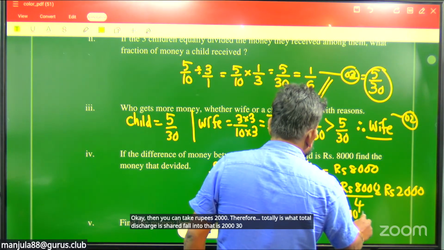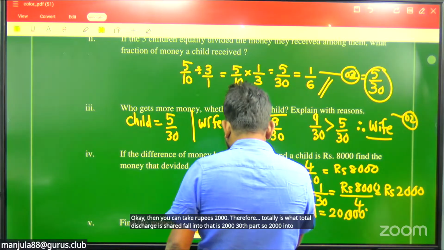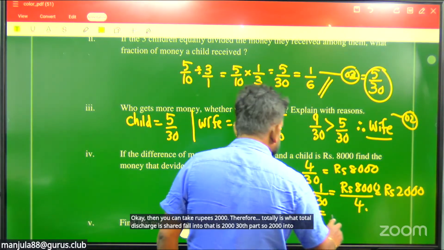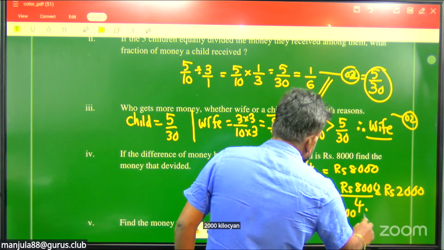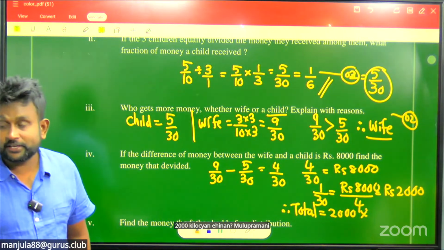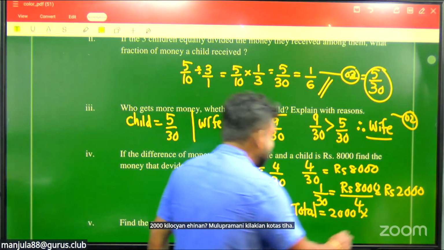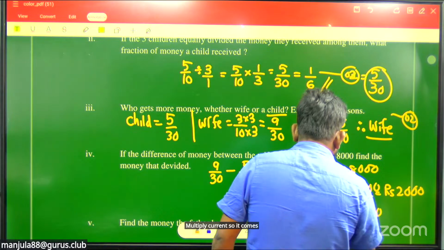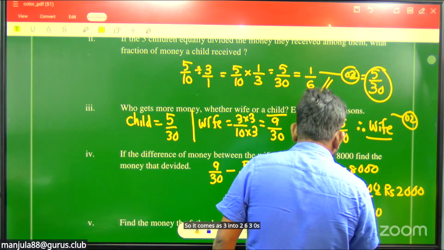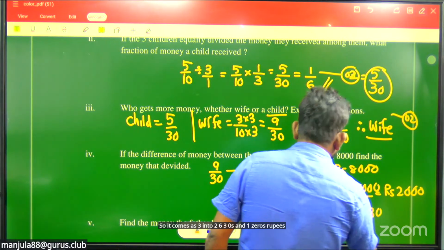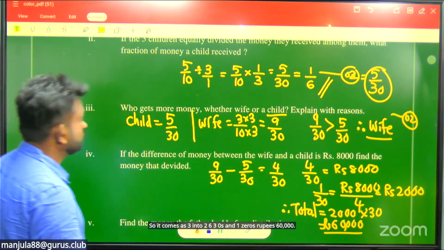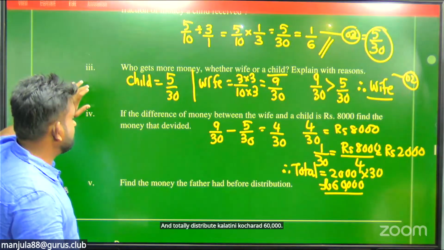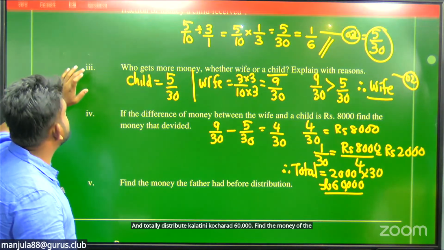So 2,000 into... 30න් එක කොටසක් තමයි 2000 කියලා කියන්නේ. එහෙනම් මුළු ප්‍රමාණය කියලා කියන්නේ කොච්චරද? ඒ වගේ කොටස් 30ක්. එහෙනම් ඒක 30 වලින් multiply කරන්න. So it comes as 3 into 2 is 6, 3 zeros and 1 zero, rupees 60,000. එහෙනම් totally distribute කරලා තියෙන්නේ කොච්චරද? 60,000. Find the money the father had before distribution.